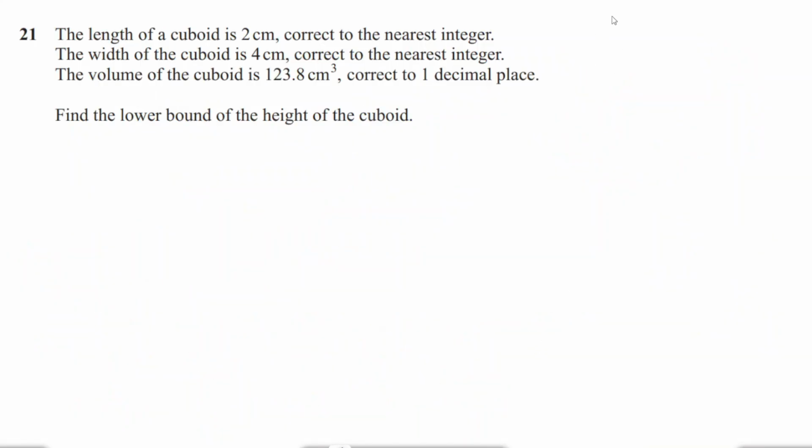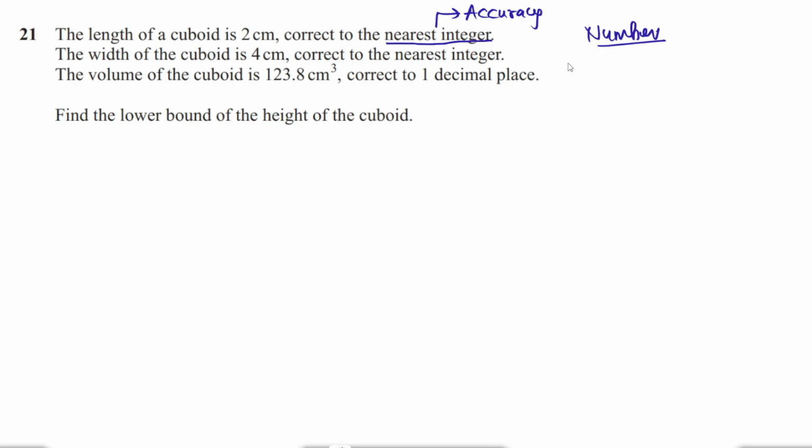Okay, the next problem belongs to the unit on approximation, and we have to use approximation here. The length of a cuboid is 2 centimeters, correct to the nearest integer. So this is already rounded off, and we have to find what was the case before rounding off, whatever this is called, the accuracy.